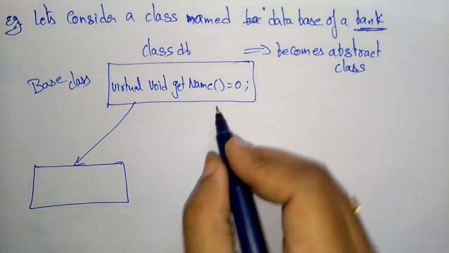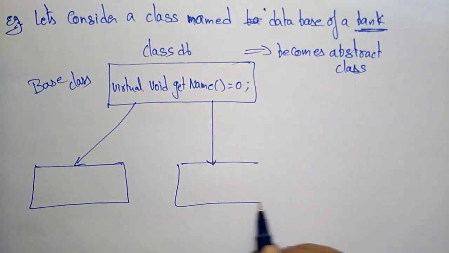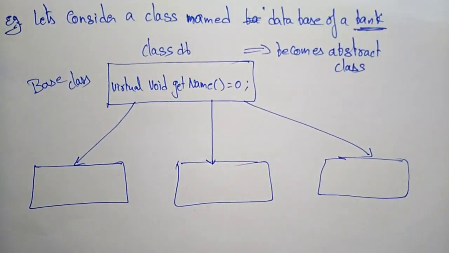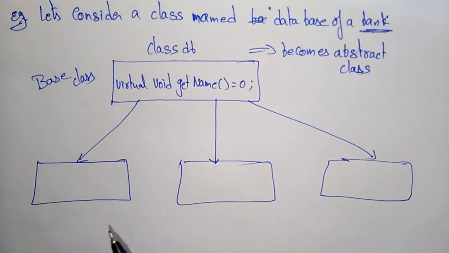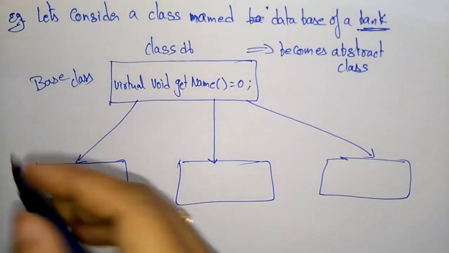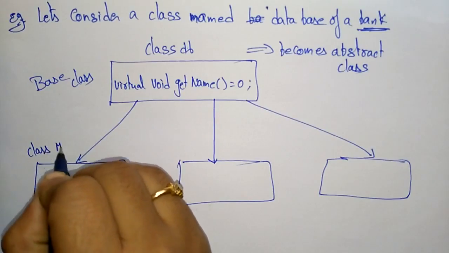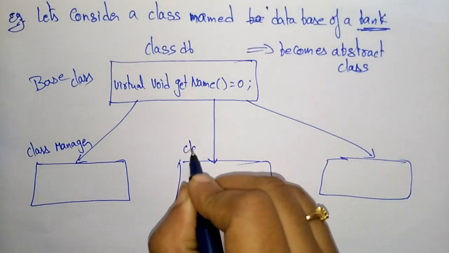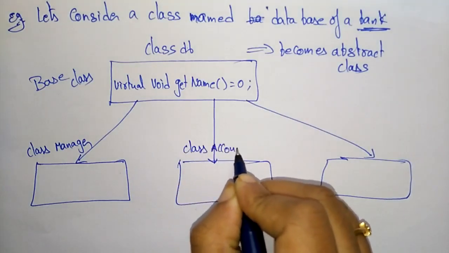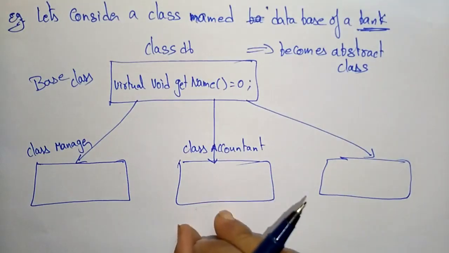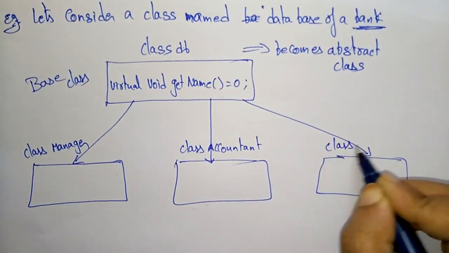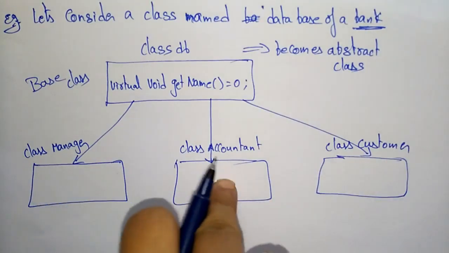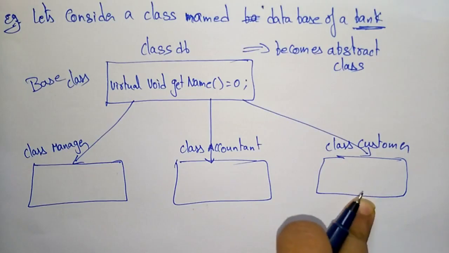This is one derived class, and this is another derived class. If you take the bank as an example, what will be the common derived classes? A class manager will be there, and the manager has some functions. Class accountant is there, having some functions, and class customer will be there. The customer has some services, the manager has some services, and the accountant has some services.